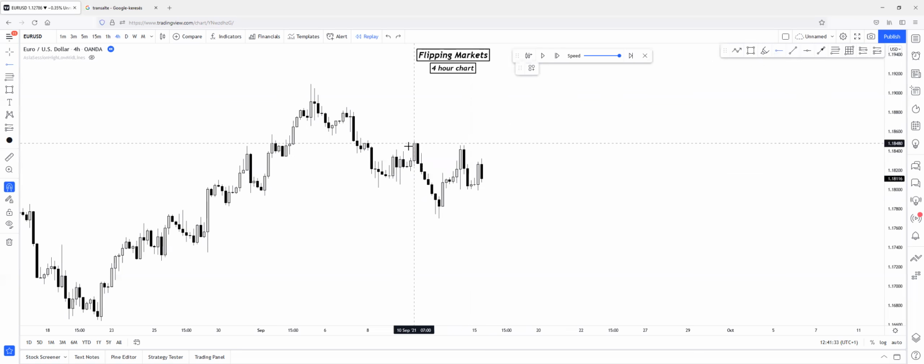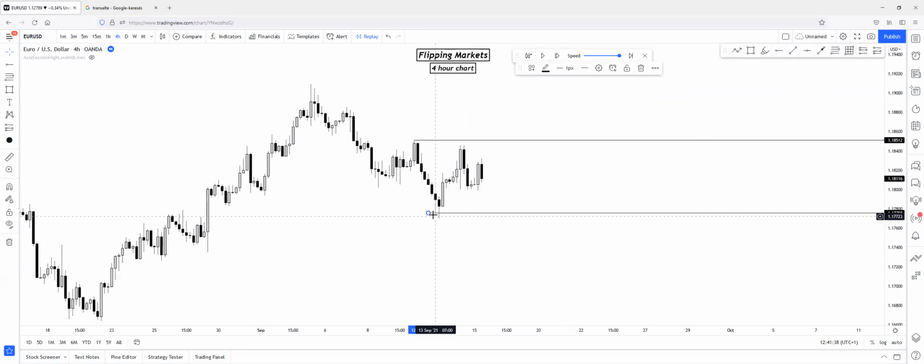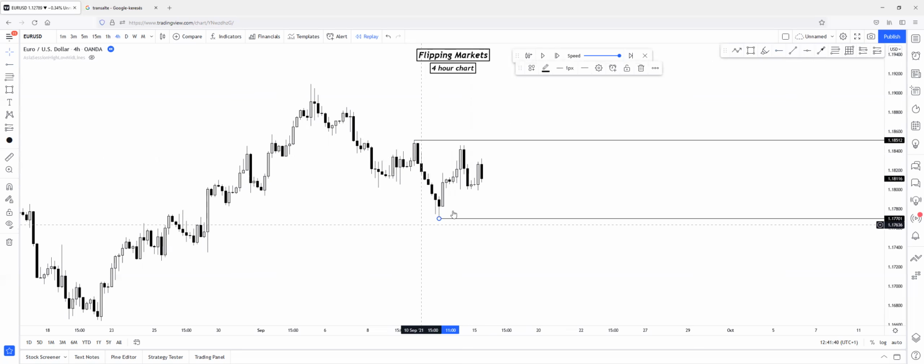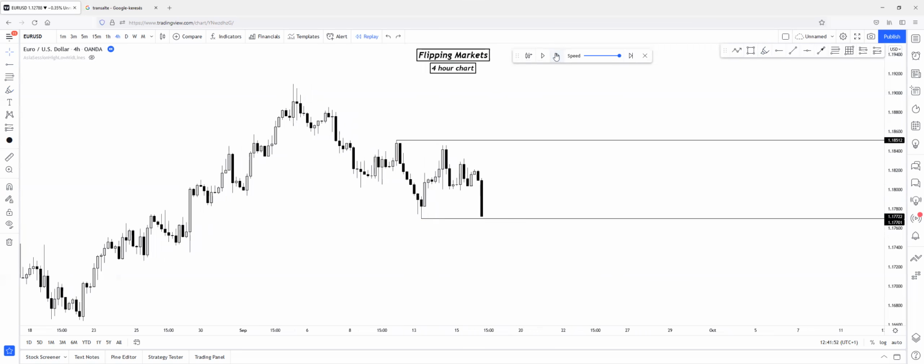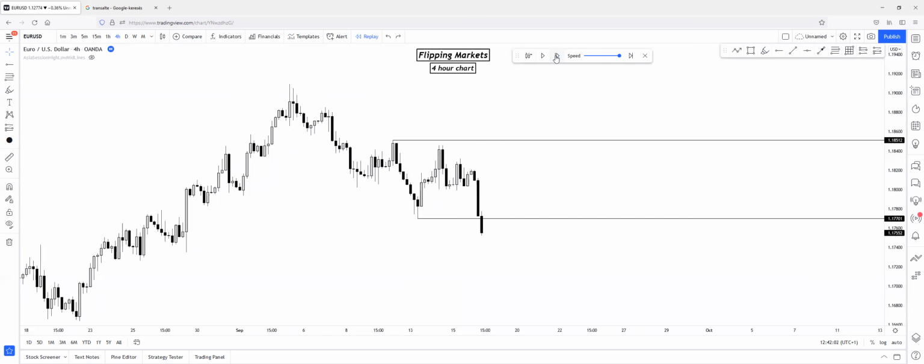So I will just mark the structure. Price is currently moving in this range. We have a high and a low. As soon as price breaks this low point, it will create a break of structure, so one of the three criteria will be fulfilled. Okay, let's see what will happen. It's moving in the range. Okay, it created inefficient movement, but it didn't break below this low. As you can see, this is inefficient movement. Okay, it broke below the low.